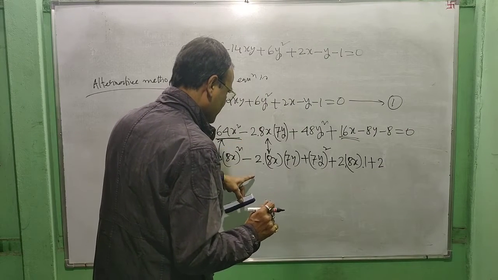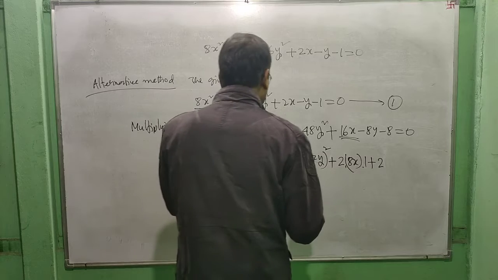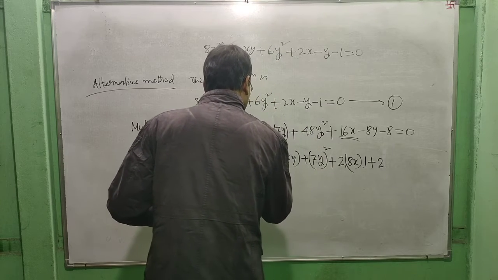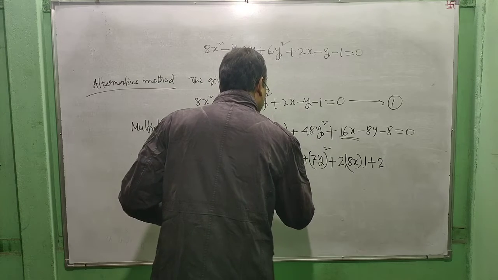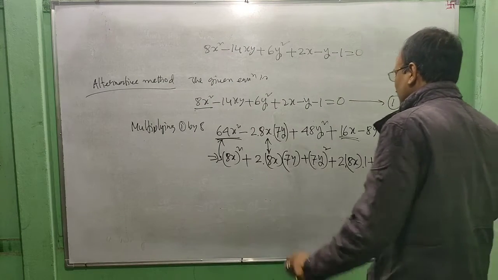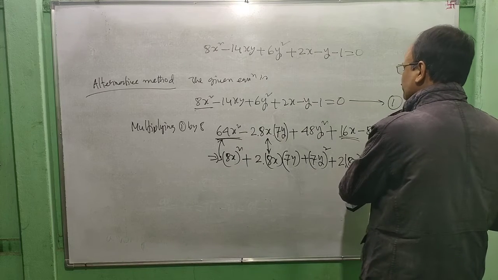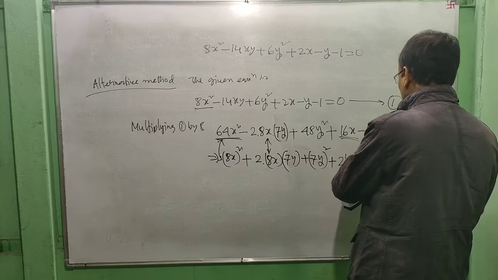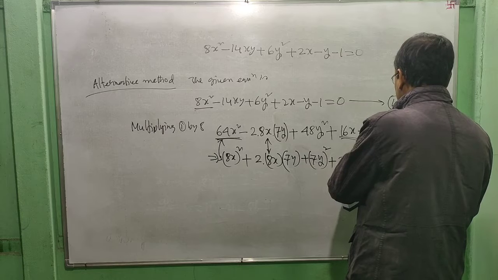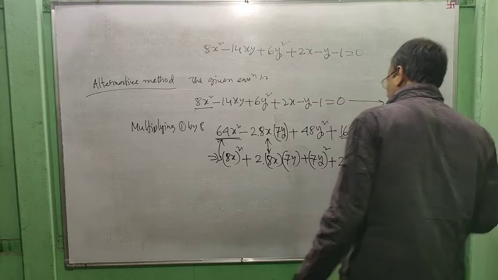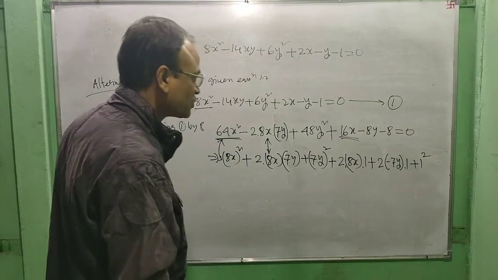Here it is minus. Therefore, you will have to write here plus into minus this. Here also you may write minus 7y whole square plus 2 into minus 7y into 1 plus 1 square plus 1 square.